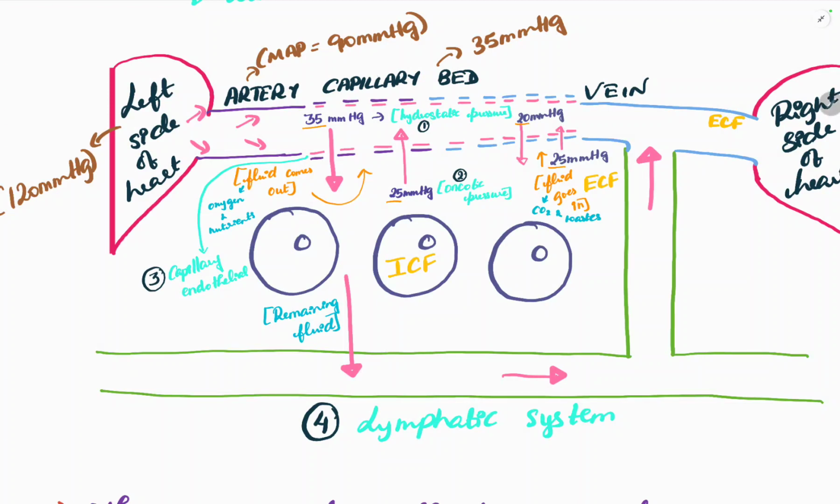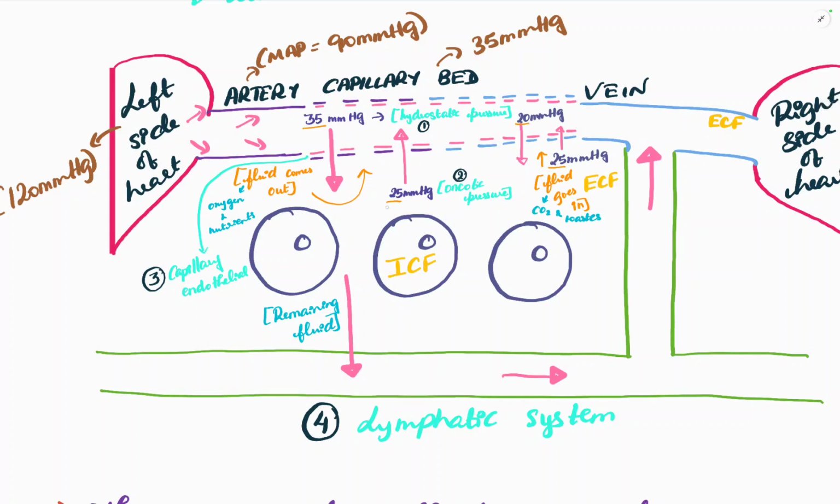So coming to the arterial side of capillary, there is going to be 35 millimeters of mercury hydrostatic pressure and 25 millimeters of mercury oncotic pressure. So definitely this is higher. So what will happen? Fluid is going to come out from the intravascular space and go into the interstitium. This is not going to remain in the interstitium. What will happen is, in the venous side of the capillaries, there is going to be a decrease in hydrostatic pressure, which is 20 millimeters of mercury. But the oncotic pressure is going to remain the same. It is going to be 25 millimeters of mercury.